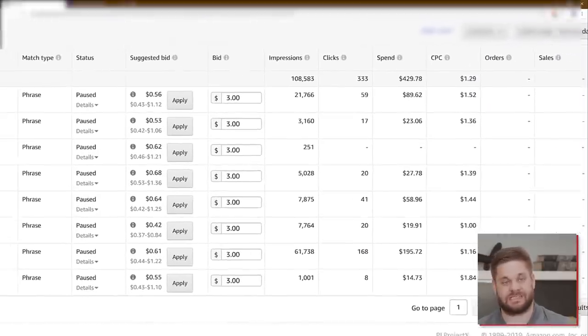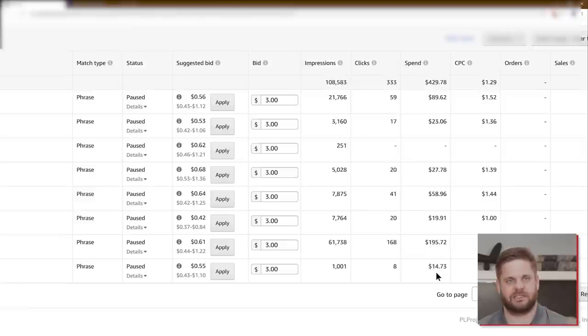Impressions is essentially, it's not an exact science, but how many times our ads popped up, right? And the ads pop up for a number of reasons. The main one being that Amazon decided to show our ad based on relevancy. And we're going to talk about relevancy here in just a second. Relevancy can be determined when you set up your ad based on the type of ad, whether it's phrase, broad, or exact. And we'll talk a lot more about that in our launch episodes and our optimization episodes.